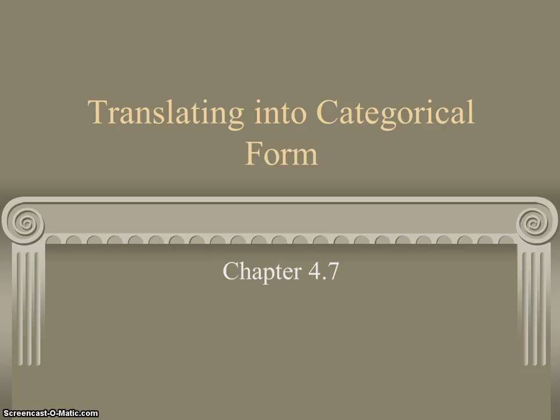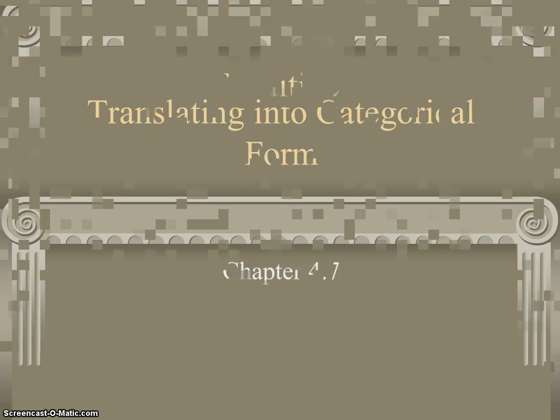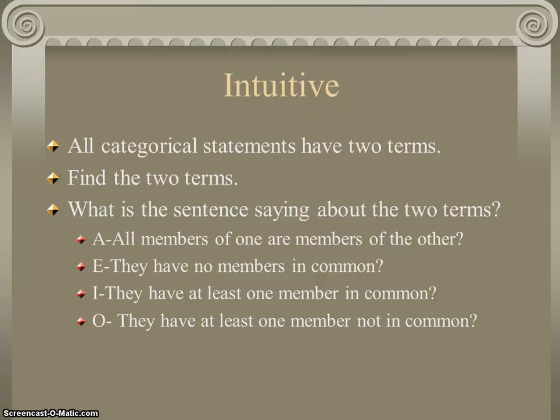So all categorical statements have two terms. So all A are B, some A are not B. A categorical statement has two terms. We need to find the two terms, and then we have to find out how they're related. So what is the sentence saying about the two terms? That is the key thing we want to look at.